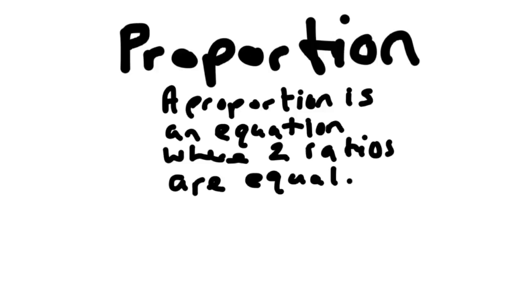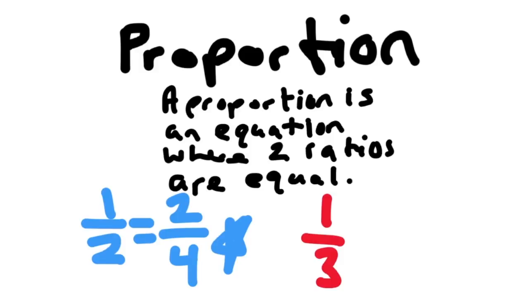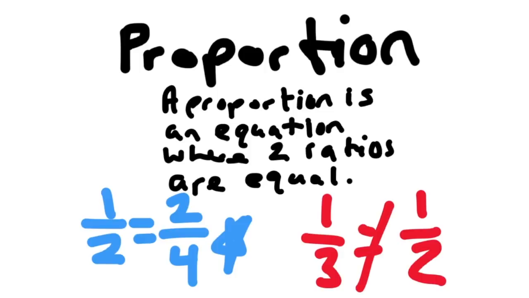Here's a very simple example of a proportion. 1 to 2 is equal to 2 to 4 because they're both half. You simplify 2/4, that is a half. So these two ratios are in proportion. A non-example would be 1/3, or 1 to 3, is equal to 1 to 2. These two ratios and fractions are not the same, so they're not in proportion.